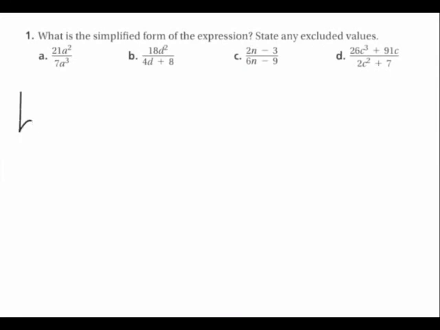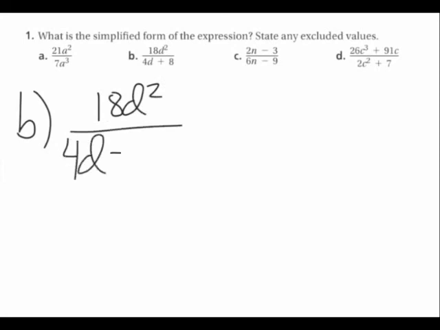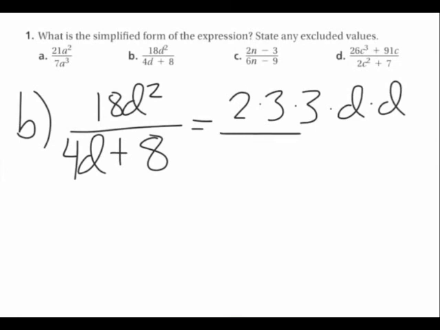All right, let's try B now. 18 times d squared divided by 4 times d plus 8. Well, the name of the game here is factor. Factor, factor, factor. So let's try to factor 18 as much as we can. I know that 18 is 2 times 9, and 9 we can break up into 3 times 3, right? Yeah? And then d squared is d times d, right? Then we're dividing this by, well, 4d plus 8.